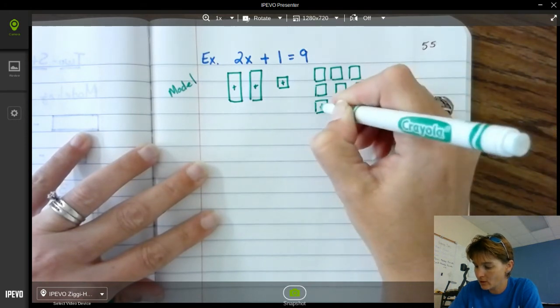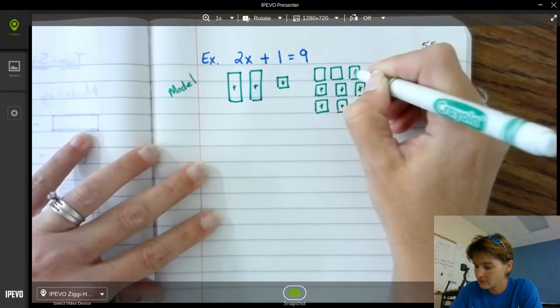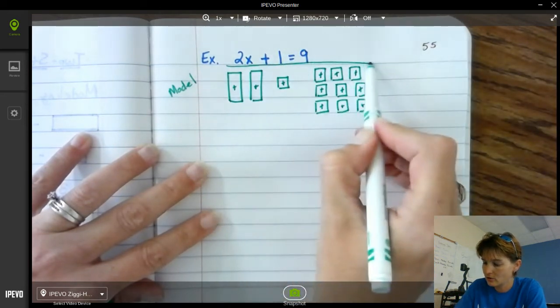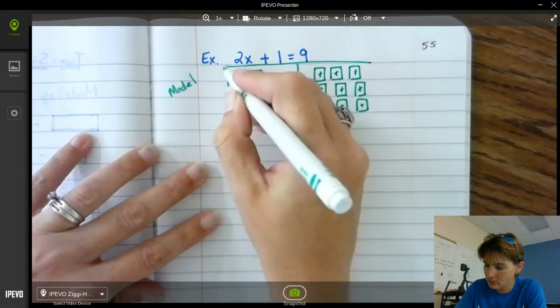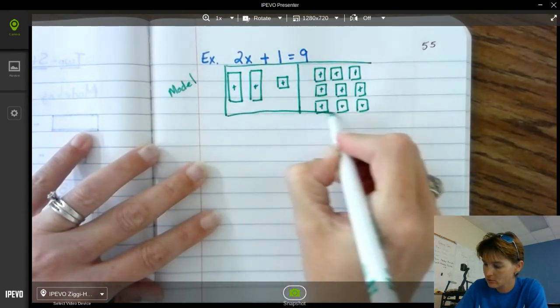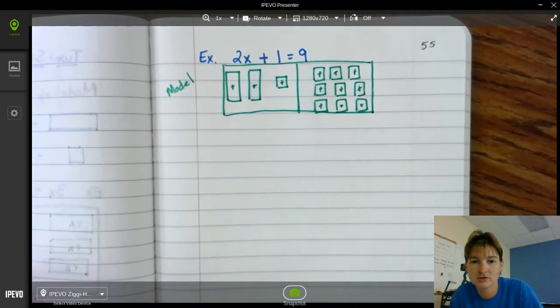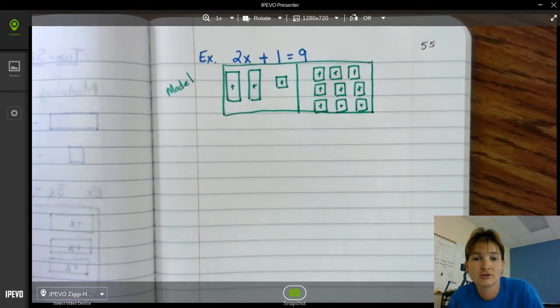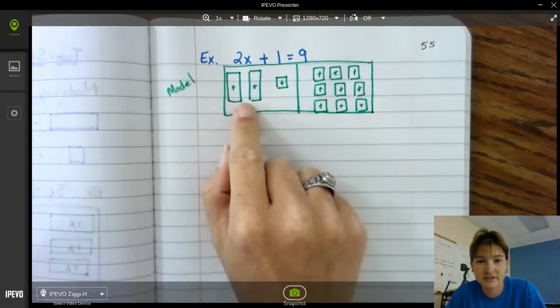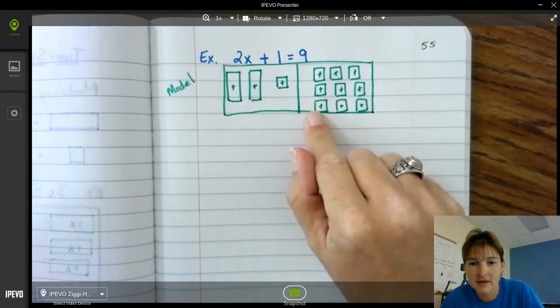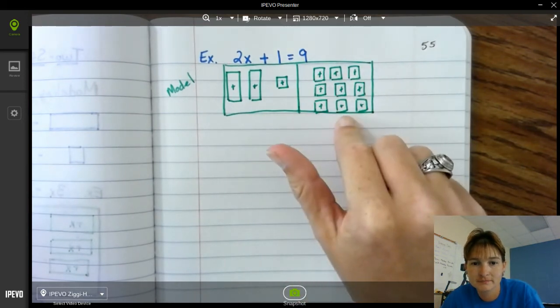And all of those are positive. Okay, draw our box around it where our equals go, just like so. All right, so on the left-hand side of the equal sign, we have 2x represented plus the 1. On the right-hand side of the equal sign, we have our 9 positives.